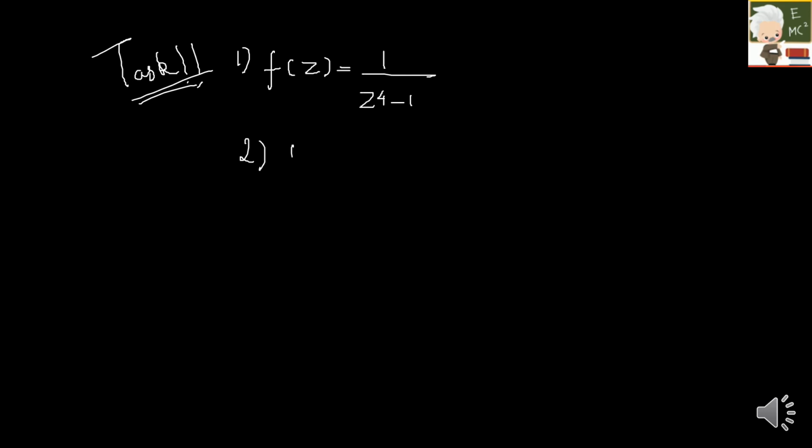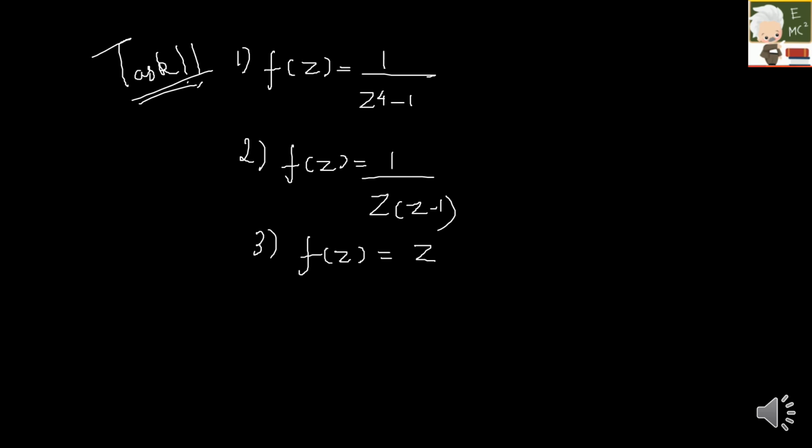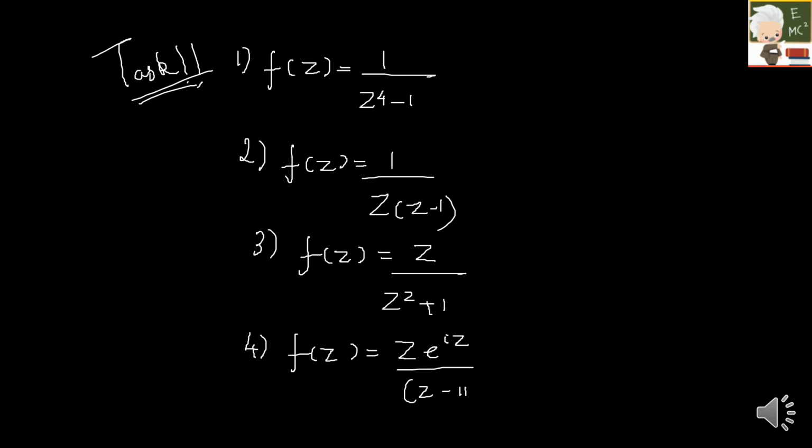And the second question, f of z is equal to 1 by z into (z minus 1). And the third question is f of z is equal to z by (z square plus 1). And then the fourth question is f of z is equal to z e power iz by (z minus pi) the whole square. Okay. And then fifth question, f of z is equal to z square by (z square plus i) the whole cube.